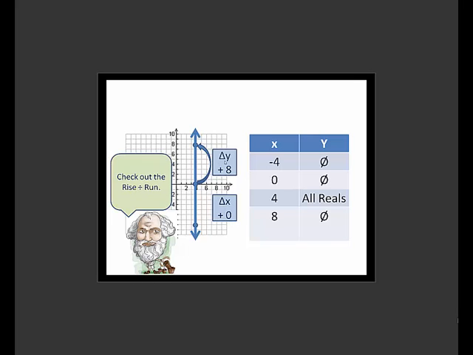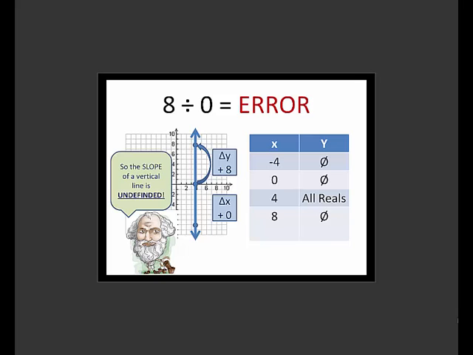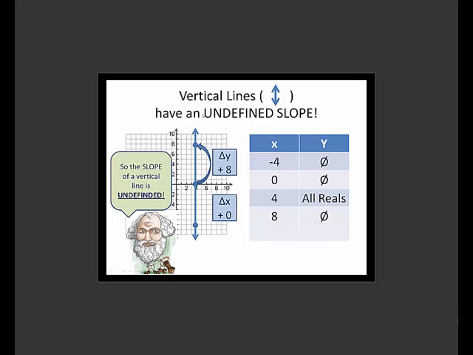So if I take the rise, which is 8, and divide it by the run, which is 0, I get an error. Any calculator will tell you that. You can't divide by 0. It's a mathematical impossibility. So therefore, I don't have a slope. So the slope of a vertical line is undefined. All right, so we're going to start using this word to define a vertical line. It's an undefined slope. Basically no slope at all. Matter of fact, all vertical lines have an undefined slope. So now you know the slope of horizontal and vertical lines.